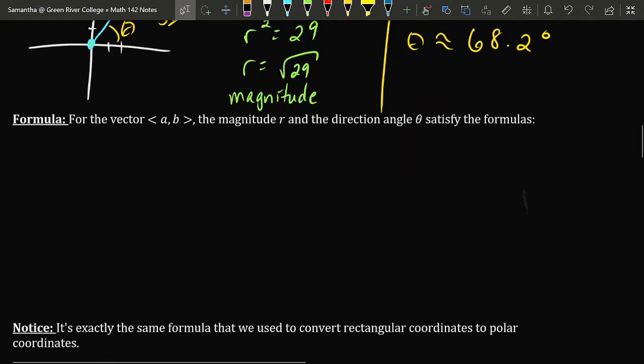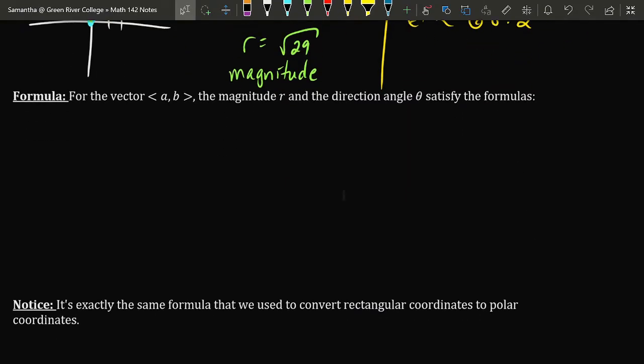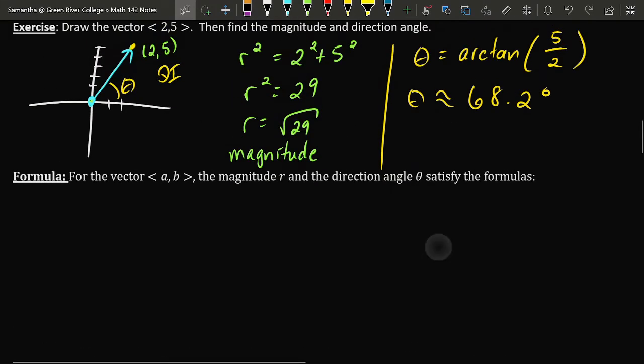More generally, if we wanted to find the magnitude r and the direction angle theta for a vector whose components were equal to a and b, then the magnitude can be found by taking a squared, the x component, plus b squared, the y component, and then r squared would be equal to the sum of those quantities.